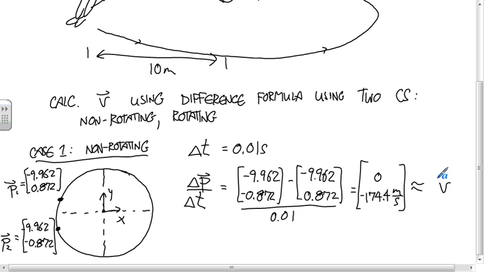And that's a sensible approximation of our velocity vector. We know that when the person is here, the velocity should be tangent to the circle. If it's rotating this way, it's going to be down. So that makes sense, right? So now let's look at what our measurements give us if we have a rotating coordinate system. And you'll see that this difference formula does not give us a good approximation of the velocity vector.